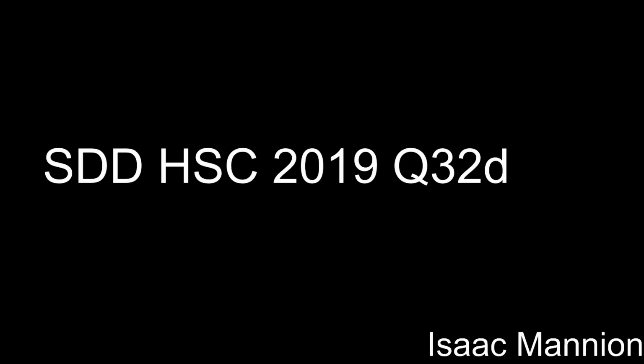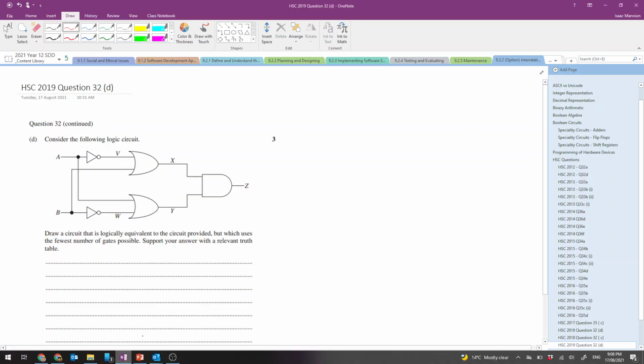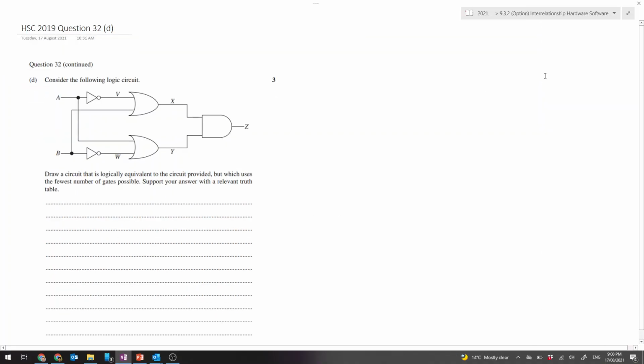G'day guys, going to go through another software design development HSC question, 32D from the 2019 paper, and the question has given to us a logic circuit. It asks us to consider this logic circuit, and it says draw a circuit that is logically equivalent to the circuit above, which uses the fewest number of gates. Support your answer with a relevant truth table.